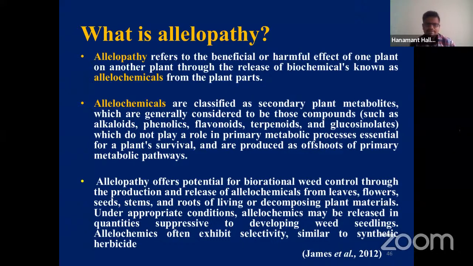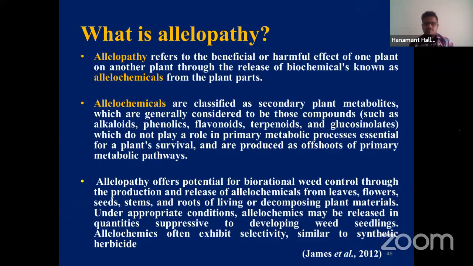Allelochemicals are classified as secondary plant metabolites, which are generally considered to be those compounds such as alkaloids, phenolics, flavonoids, terpenoids, and glucosinolates, which do not play a role in primary metabolic processes essential for plant survival and are produced as offshoots of primary metabolic pathways. So allelochemicals are mainly secondary metabolites produced in the plant from the different primary metabolic pathways.